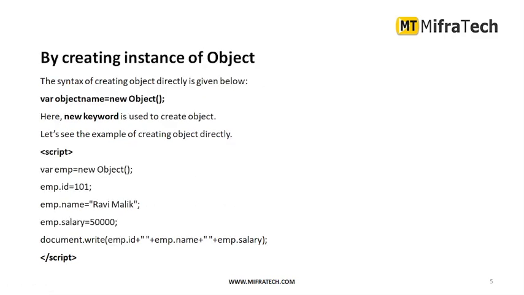Then, creating an instance of an object using the new keyword. The syntax is: var object name = new Object(). The new keyword is used to create an object. Let's see an example. Inside the script, we create a variable emp = new Object(). emp is the new object here. emp.id = 101, emp.name = "Ravi Malik" and emp.salary. When we come to the print statement, document.write(emp.id, emp.name and emp.salary), the similar output is shown.